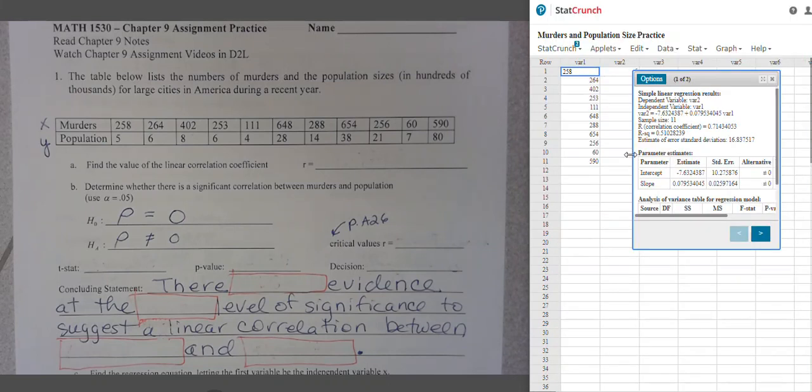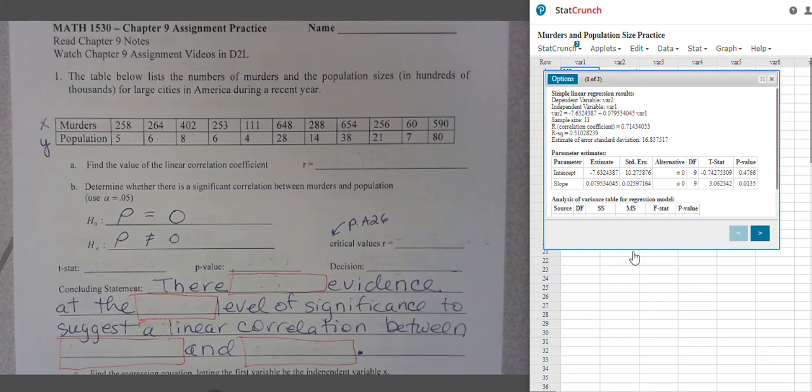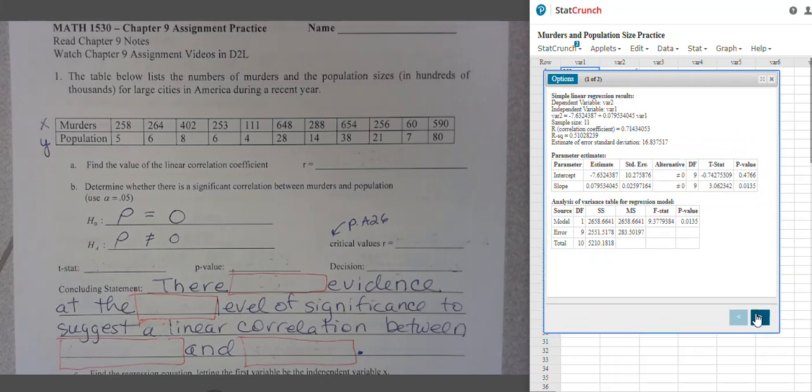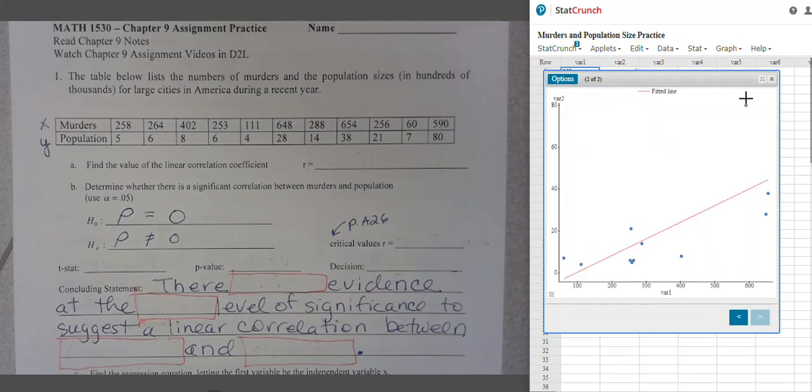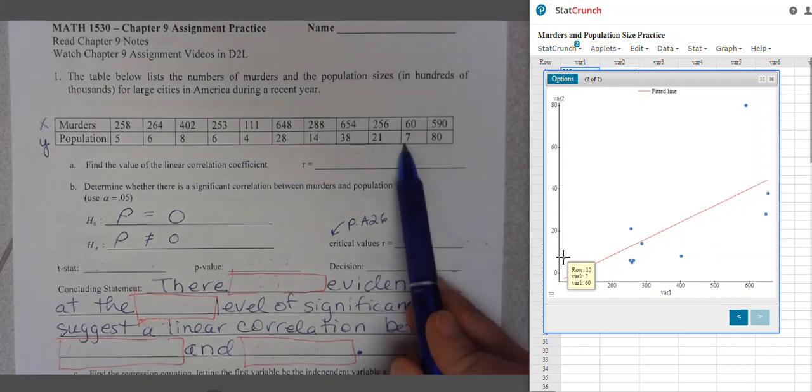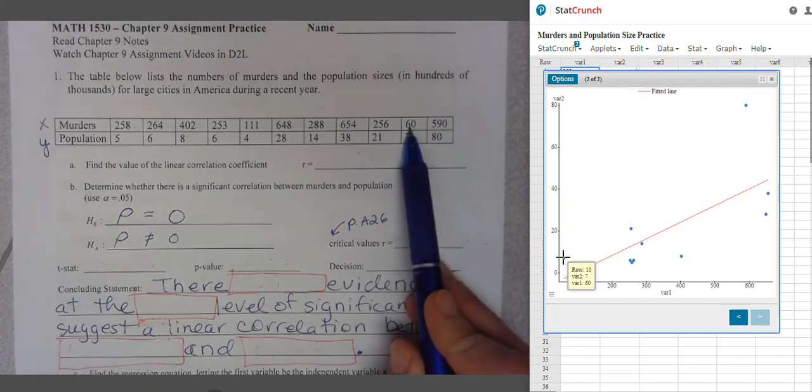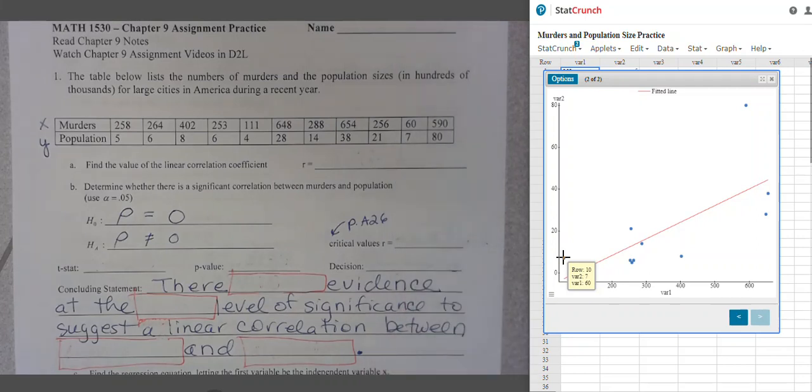The first thing I like to do is look at the scatter plot that StatCrunch makes for us. If you click on this arrow right here, it shows you the scatter plot. So there's 11 dots on the graph because we have 11 pairs of data. What this dot represents, if you hover over it, it tells you what it is, but it looks like it is the pair of data right here, where we have 60 murders in a city and a population size of 700,000. So that's what that dot represents.